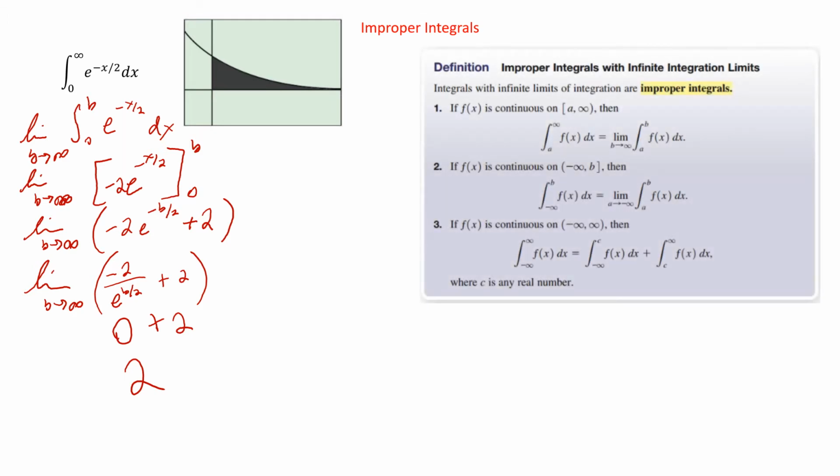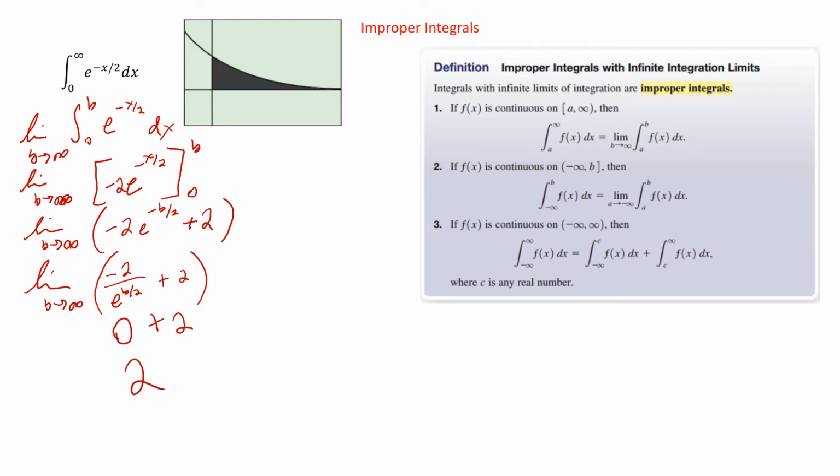In general, our improper integrals, which have infinite integration limits, if it's continuous, and that is important, it has to be continuous here. We will deal with something where it's not continuous in a minute. If we're going from a to infinity, then we go from a to b, take the limit as b goes to infinity. If we're going from negative infinity to b, then we'll go from a to b, and we'll take the limit as a goes to negative infinity.